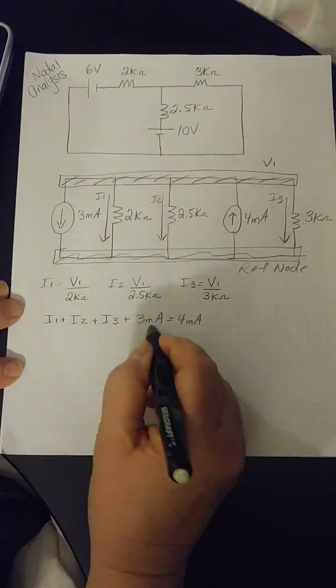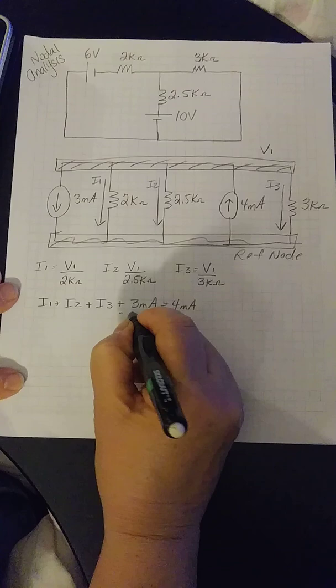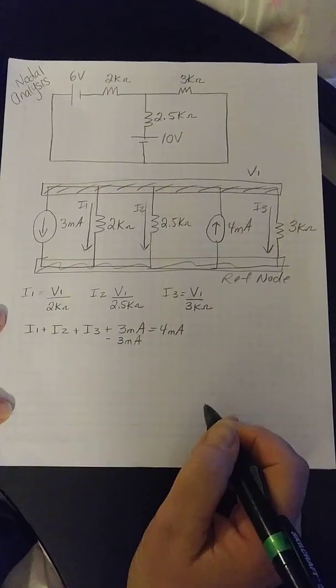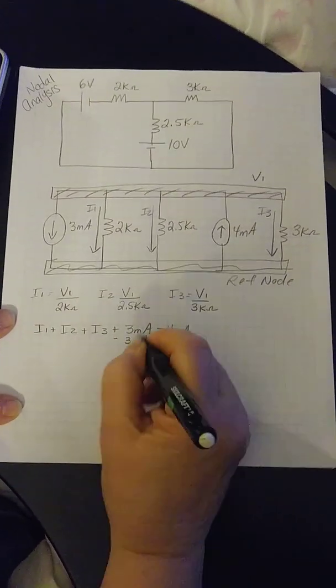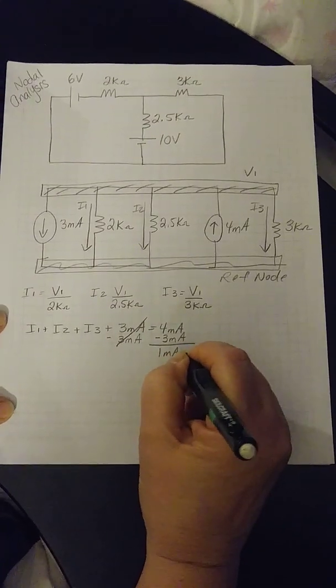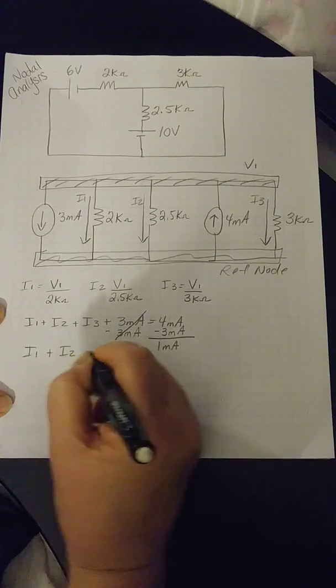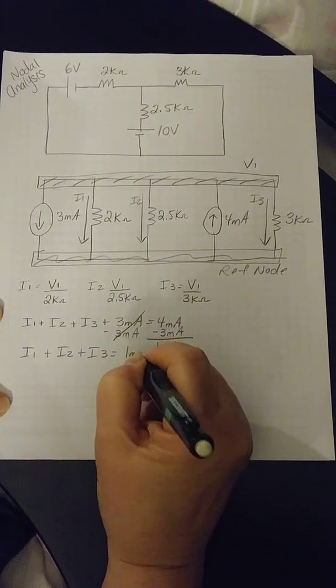Remember, when we write our equations, we're going to put I1, I2, I3 equals the current. So this 3 milliamps is actually going on the other side of the equation, so you must subtract 3 milliamps. Remember, what you do to one side, you must do to the other side. So you're going to subtract 3 milliamps here until you're left with 1 milliamp. So now you have I1 plus I2 plus I3 equals 1 milliamp.